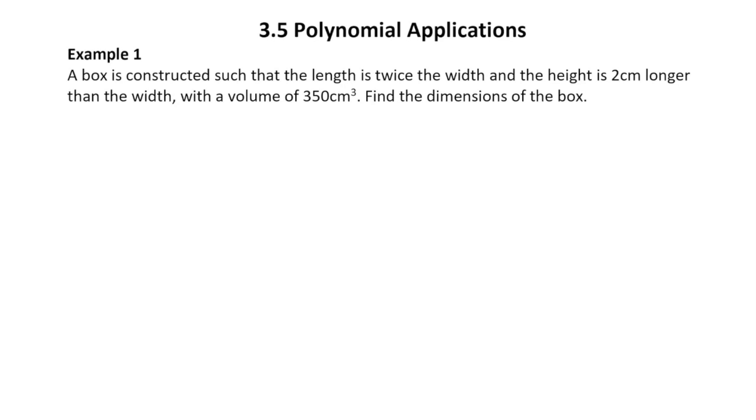A box is constructed such that the length is twice the width and the height is 2 centimeters longer than the width. In total, the volume is 350 centimeters cubed. Find the dimensions of the box. This question can be done several ways. It can be done algebraically, and it can also be done graphically.